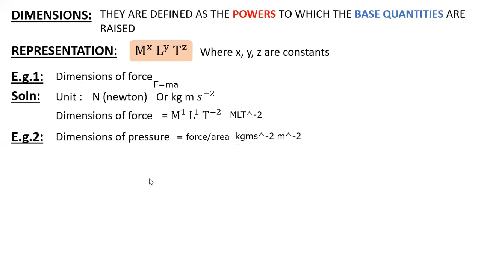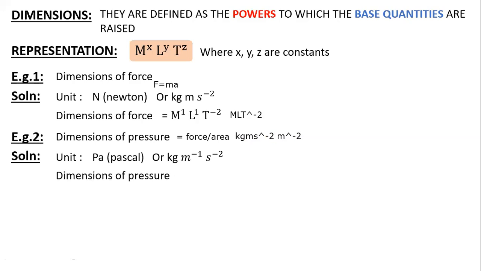So directly I can say the unit of pressure can be written as Pascal, or it can also be written as kg m power minus 1 s power minus 2, due to which the dimensions will become M1 L minus 1 T minus 2. That is the second example.